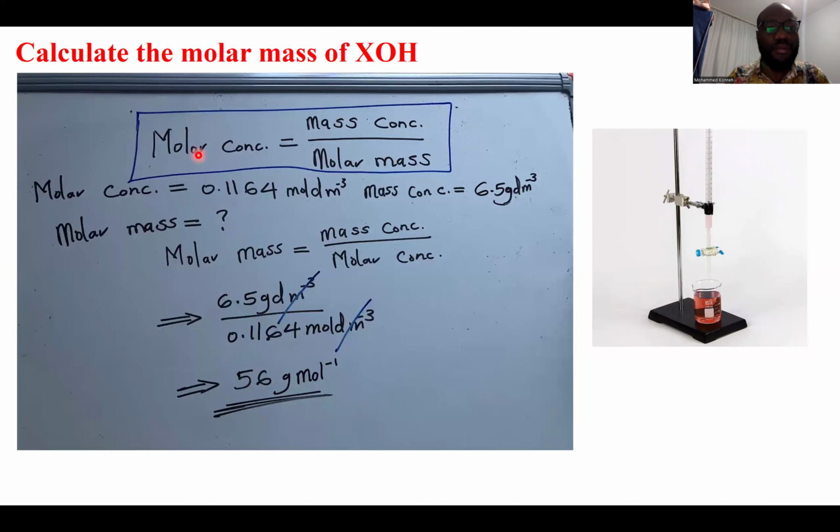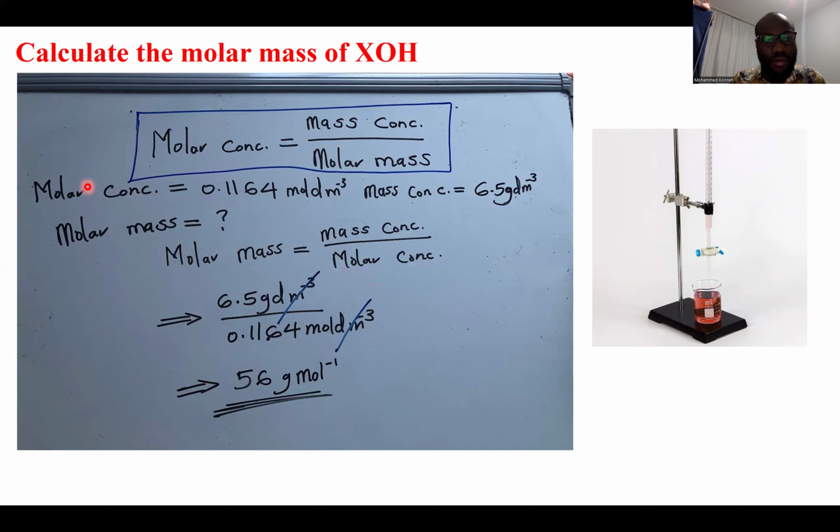The next thing we move to is the molar mass of the derivative. We use molar concentration equals mass concentration over molar mass. So we are finding molar mass, so we're going to cross multiply. Multiplying this by this, and this times one, we get molar mass equals mass concentration over molar concentration. The molar concentration is 0.1164 mole per dm3 that we got.